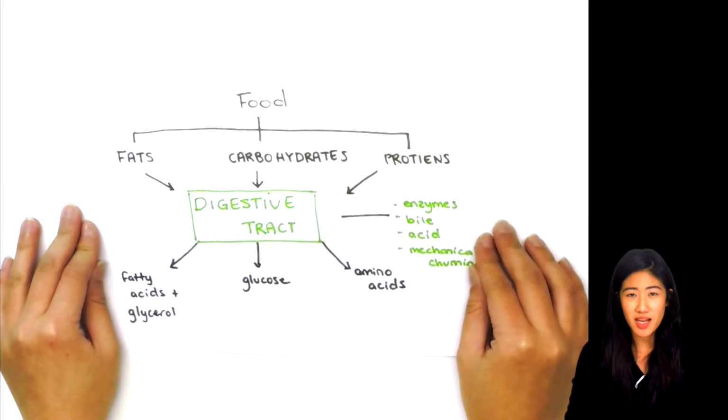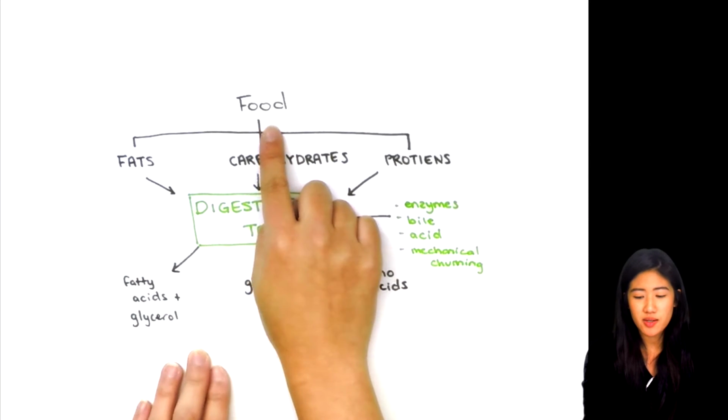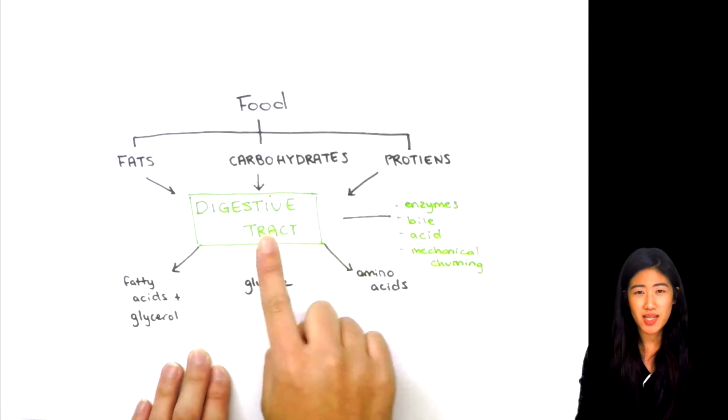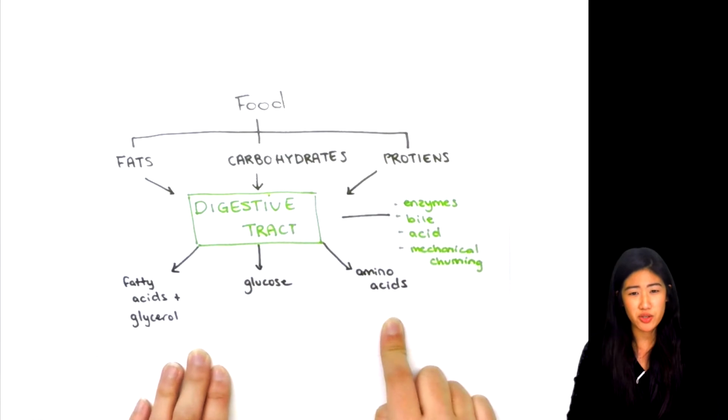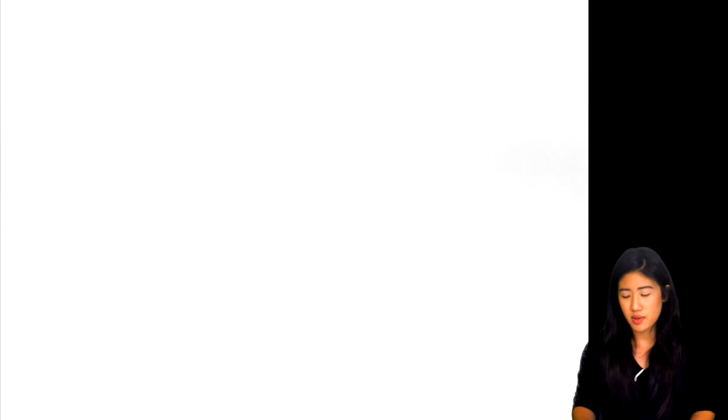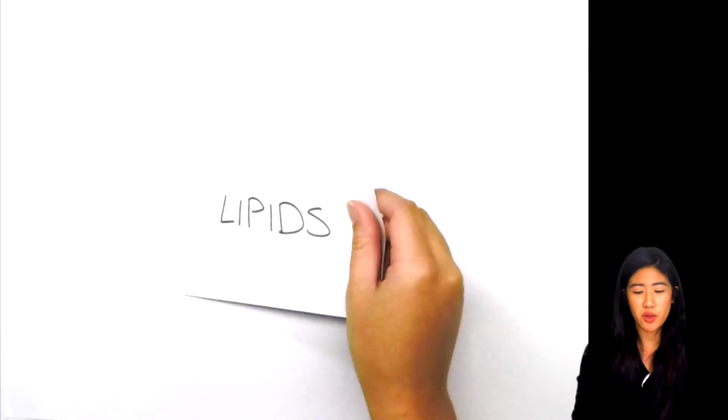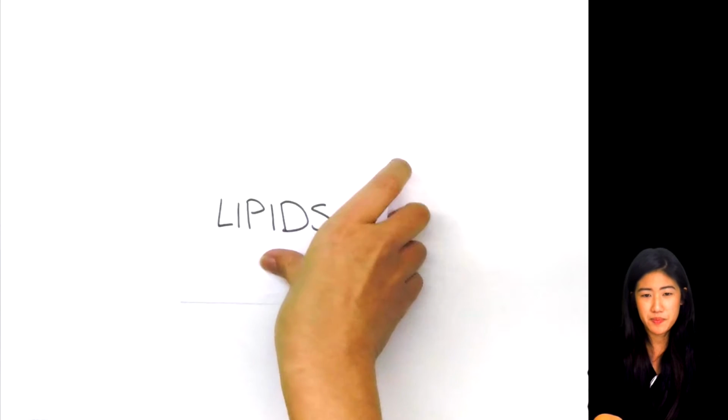Hi, so last video we went through the basics of digestion and what we use proteins and the subsequent amino acids for. As we can see here, last video we had food, proteins, went into the digestive tract and then turned into amino acids that we can further use. This week we're going to be going through lipids.